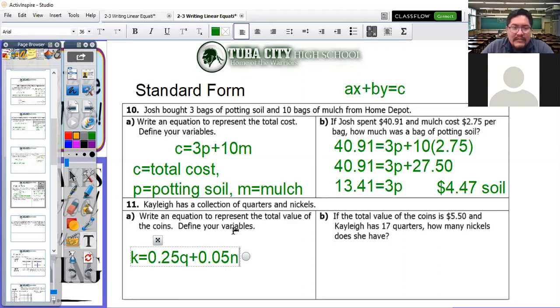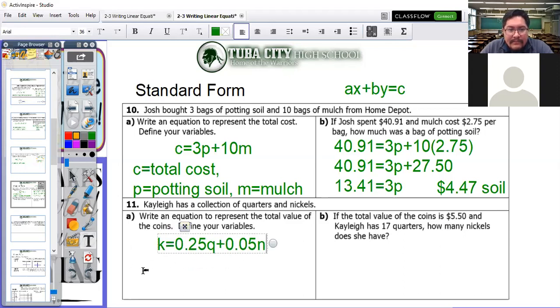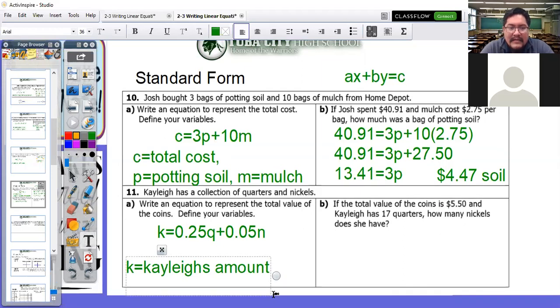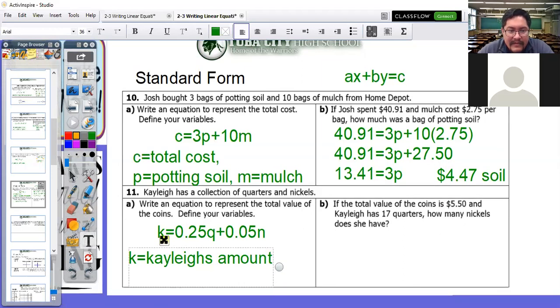Now, it says to define your variables. So K is Kaylee's amount, again just because I don't want to use C for a fifth time in a row. And Q is quarters. Oops, Q didn't show up there.